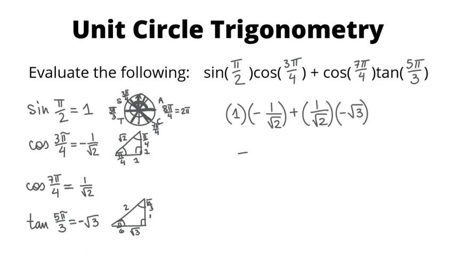So then here we get negative 1 over square root of 2, and then plus negative square root of 3 over square root of 2. That means that we're adding two negatives with the same denominator. So then our final expression will be negative 1 plus square root of 3 over square root of 2.